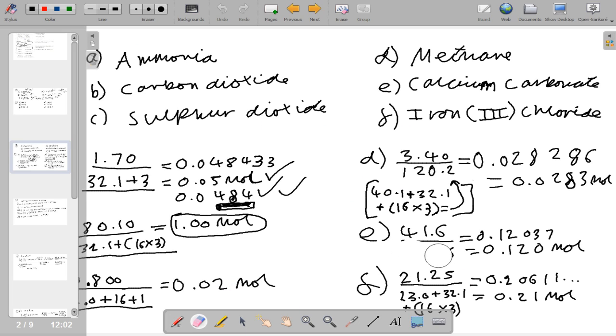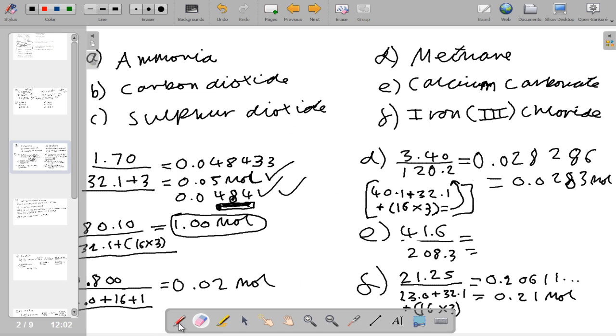So I will correct that and recalculate. And we get 0.1997195 recurring, or 0.199 moles.